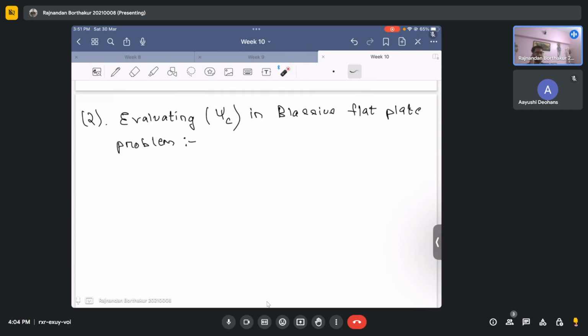I think you have seen the entire solution of this Blasius flat plate problem, that similarity approach. You derive the x momentum equation by simplifying it for a flat plate. Since it's a 2D problem, you can use the stream function, replacing the velocity with the stream function. Considering a similarity variable eta, you get a nonlinear third order ODE in eta.